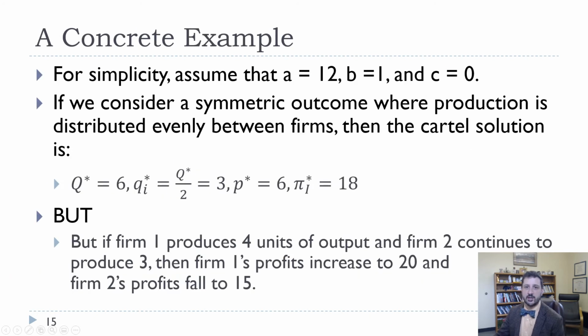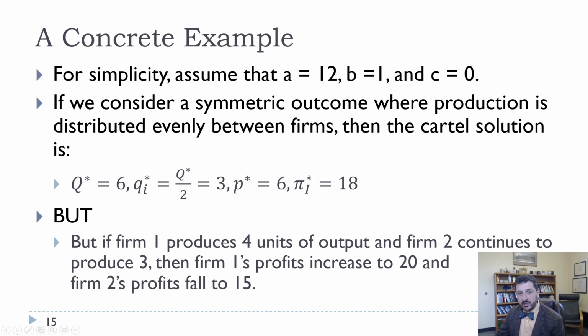So here's a quick example. If we set A equals 12, B equals 1, and C equals 0, then we get Q star equals 6. So now each firm should produce half of that, or 3. P star equals 6, and then the profit is 18.